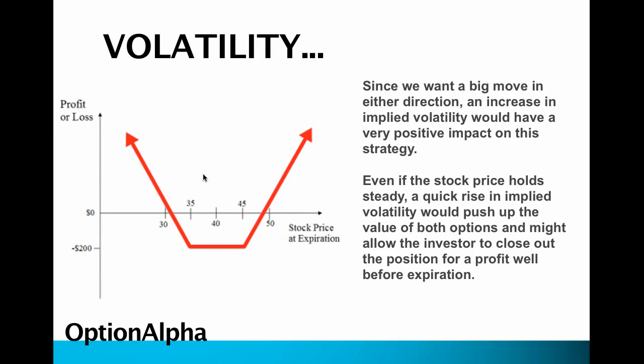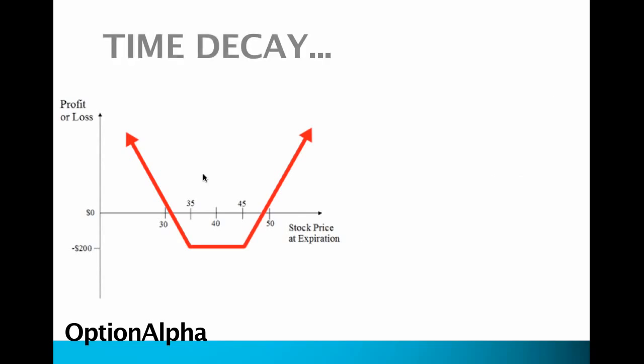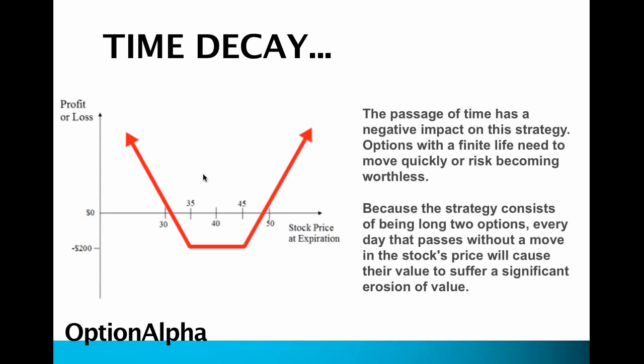Volatility that's calming down is not going to be good for us, and that's going to decrease the value of these options, leading to losses. Time decay also has the same sort of impact on this strategy. Because we are long two options, that means that we have a negative time decay feature. So time decay actually is really going to hurt our option strategy.